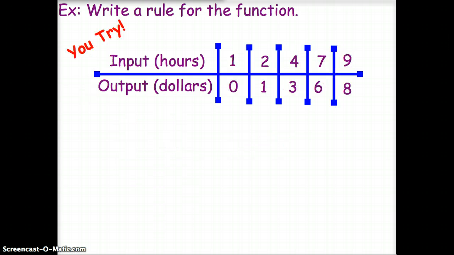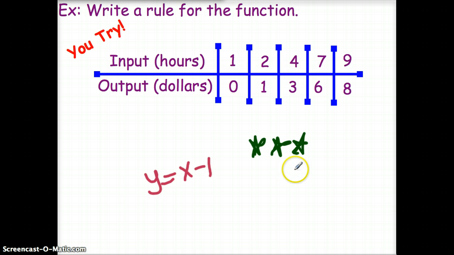Here's one for you to try. Pause your video at this point to figure out the rule to get to the output from the input. Did you get y equals x minus 1? If you did, give yourself 3 stars. If you didn't, give yourself an X, go back, figure out your mistake, and circle it once you've figured out what you did wrong.